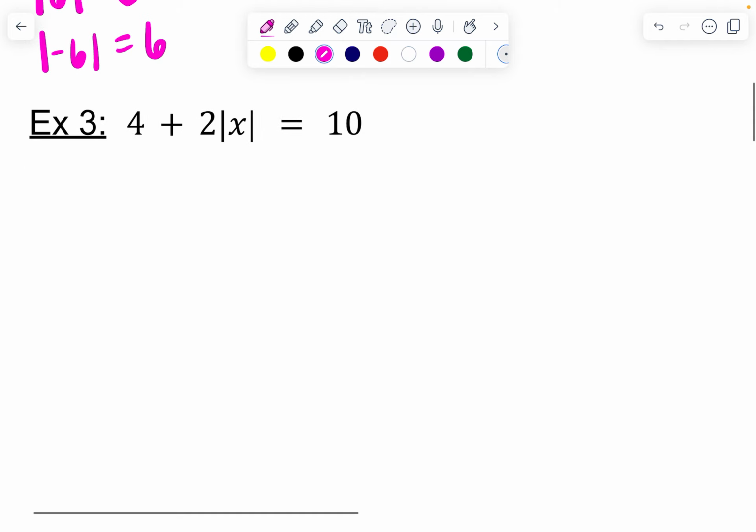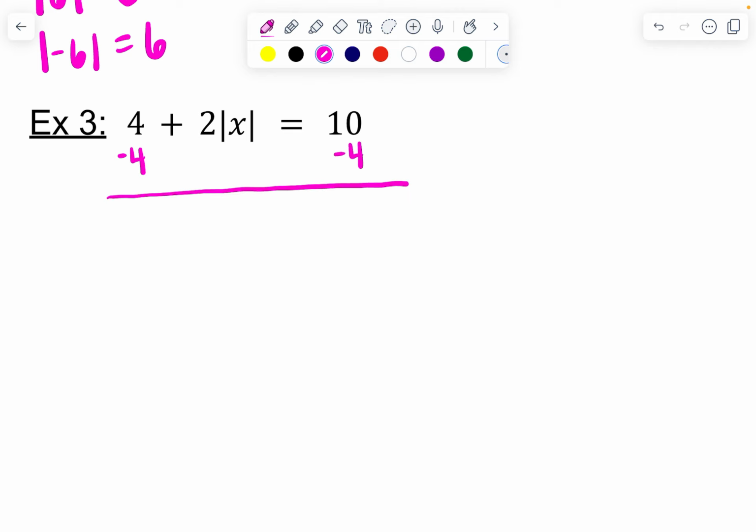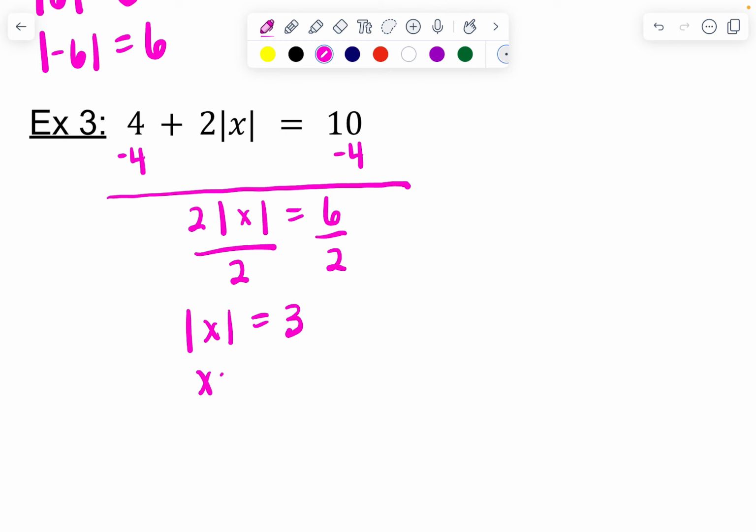Let's look at one that has something other than x. Again, we want to get the absolute value part by itself. So we're going to subtract first. First, we get rid of whatever is being added or subtracted on the outside of the absolute value. So then I have 2 times the absolute value of x equals 6. And then I get rid of whatever is attached on the outside of the absolute value. So I'm going to divide both sides by 2. And I get the absolute value of x is 3, which then means x is +3 or x is -3.